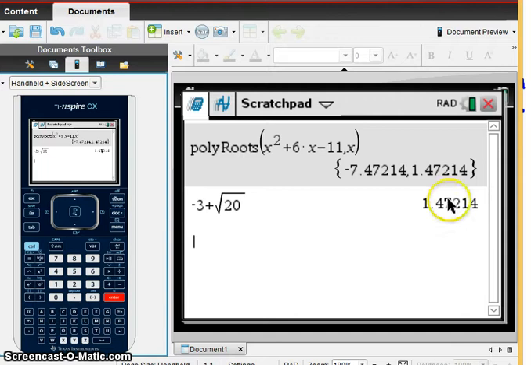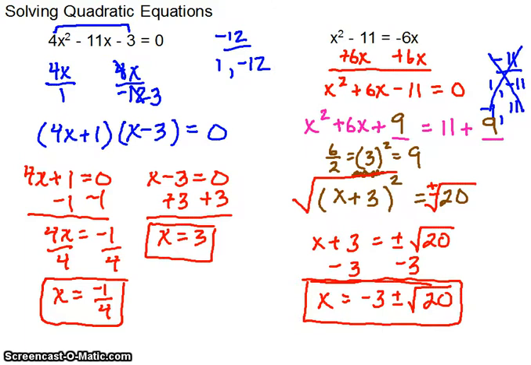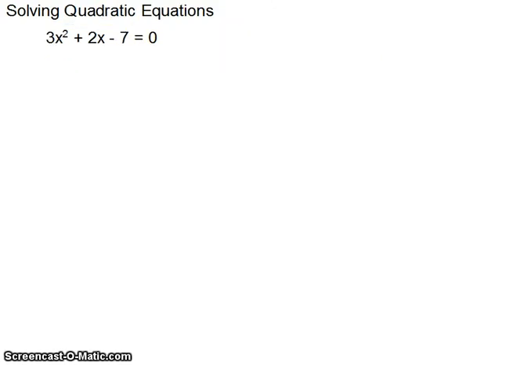All right, there's the 1.47 right there. And if we do negative 3 minus, and there's the negative 7.4. So that's a good way to check your work and make sure you're getting the right answers there. All right, one more type here.